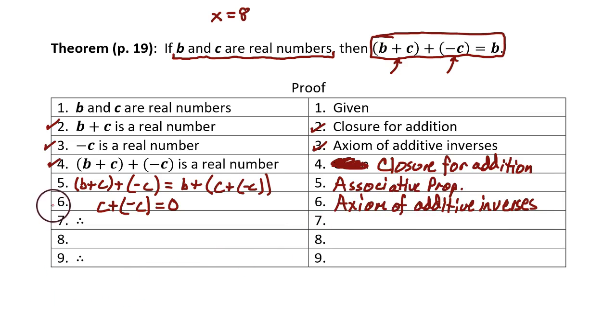Next, let's combine that result from statement 6 with what we had earlier in statement 5. You'll notice that everything is identical to statement 5, except that that c plus negative c has been replaced by 0. Why can we do that? Because of substitution.